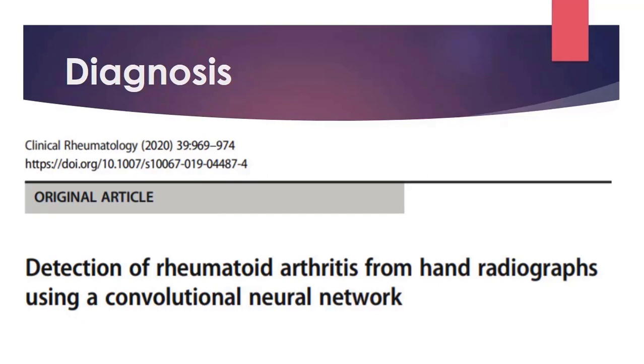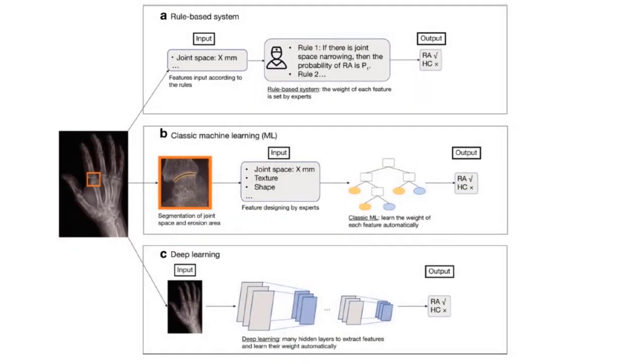We can use machine learning to diagnose diseases. This article describes how rheumatoid arthritis can be diagnosed with the help of machine learning and using hand radiograph. We want to build a machine that can diagnose rheumatoid arthritis using a hand radiograph. We can build three types of systems.